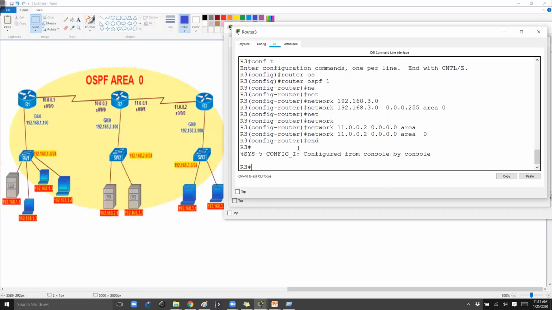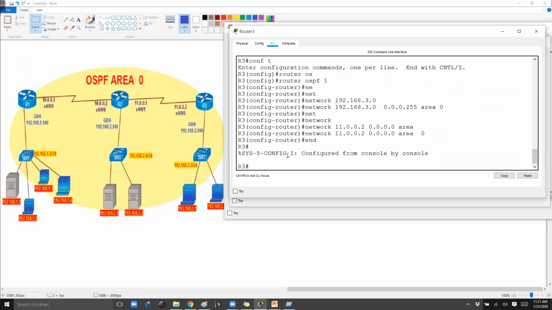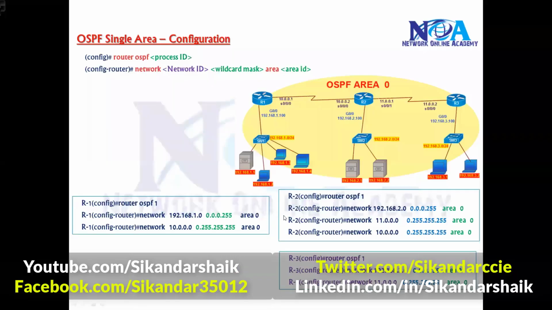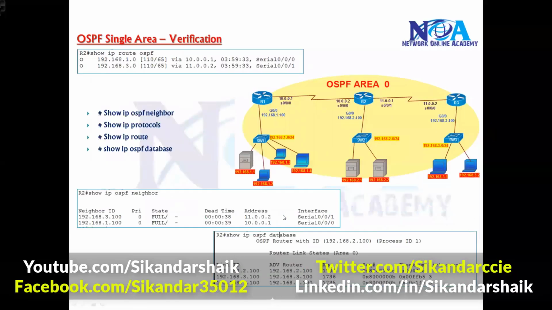What I should see is the neighborship between router 2 and router 3 also coming up. You can see that. And in terms of verification, we can verify the neighbor table, and we can verify the other options.